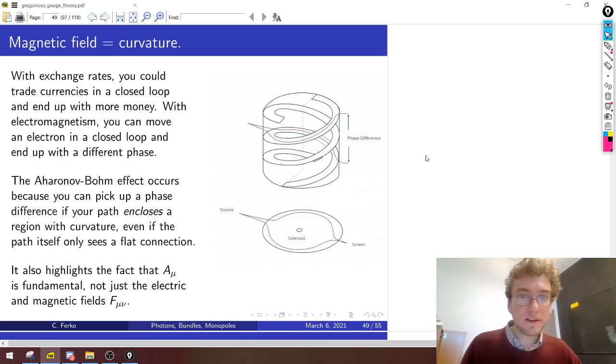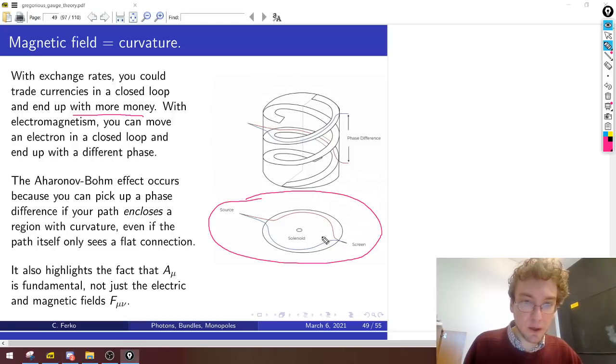Okay, so to conclude, the first vignette I told you was about the Aharonov-Bohm effect. This is exactly the same as making money by going in a closed loop. With exchange rates, you could go in a closed loop and make money. In electromagnetism, you can move an electron in a closed loop and end up with a different phase. So in the Aharonov-Bohm effect that we started the whole talk with, I shoot electrons around a solenoid, and their phase changes when they hit the screen.